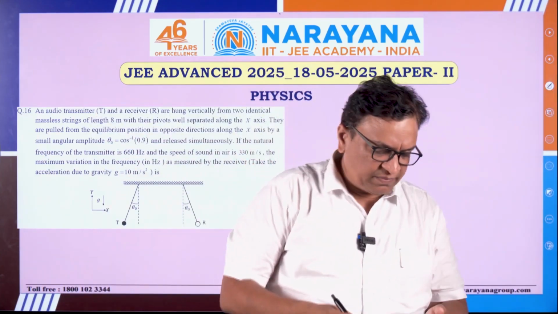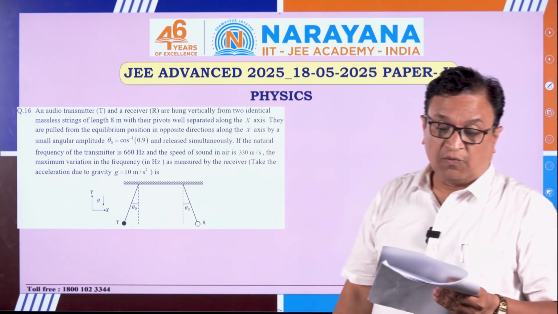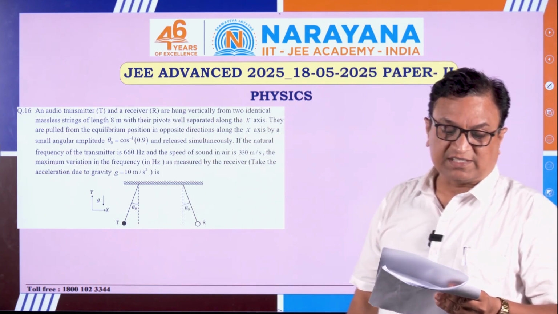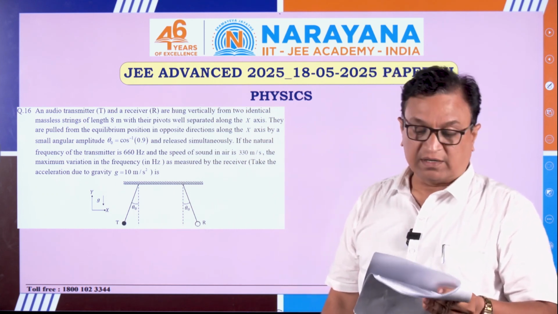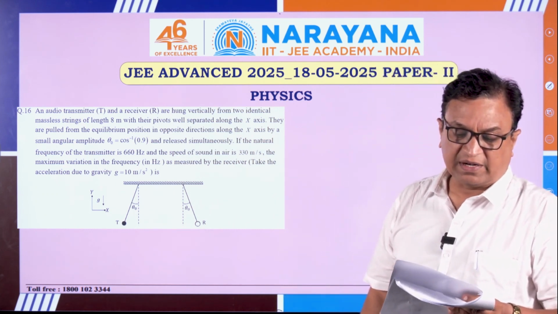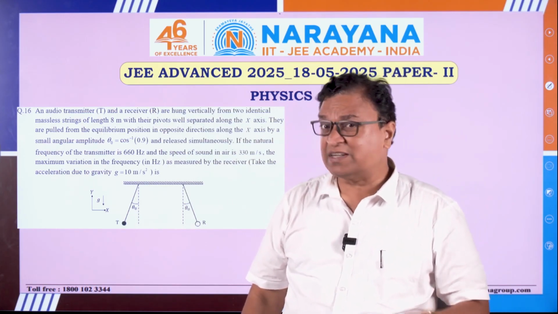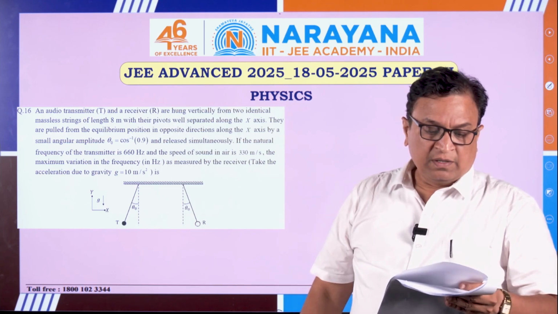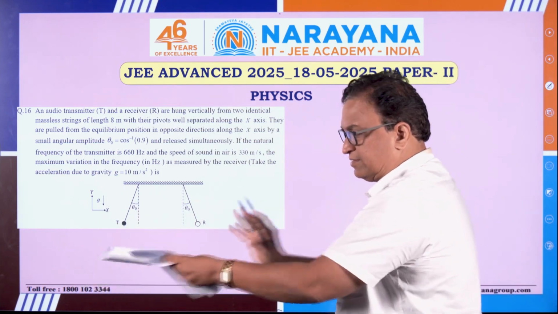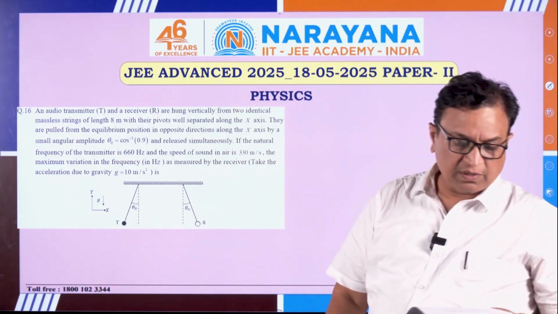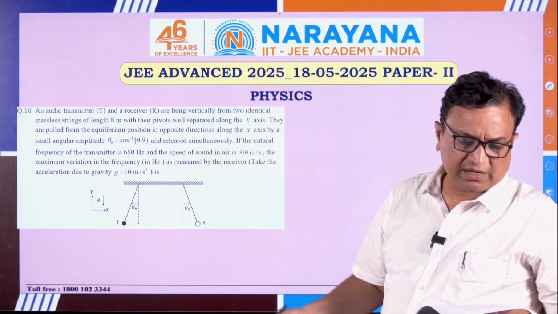An audio transmitter T and a receiver R are hung vertically from two identical massless strings of length 8 meter with their pivots well separated along the x-axis. You can see that. They are released simultaneously with a small angular amplitude, which is also given. Basically, what will happen is they will oscillate like this. They have given the speed of sound in air and all that.